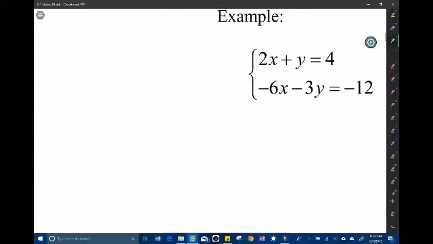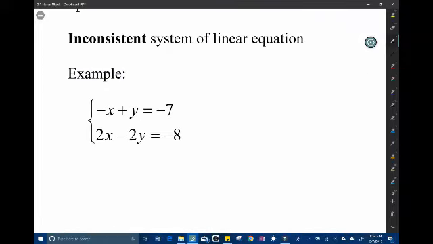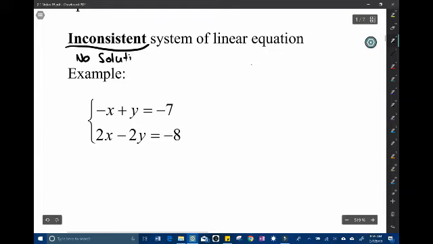Last 2 examples I would like to show you. Inconsistent systems of linear equations. Inconsistent is just a fun way to say there's no solutions. Okay? It's like we're moving up in the world. This is a more mathematically speaking term. Inconsistent. No solution. Inconsistent. Yes.